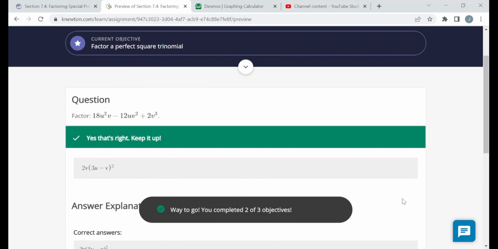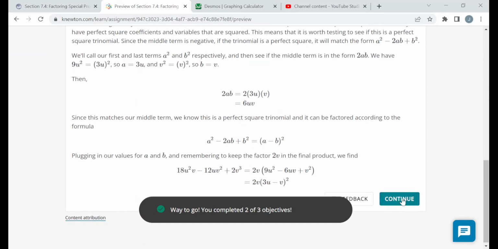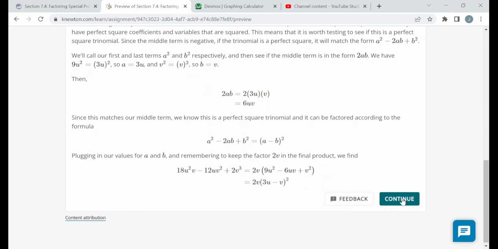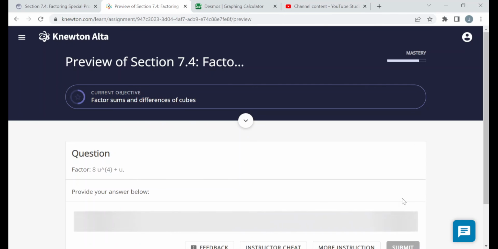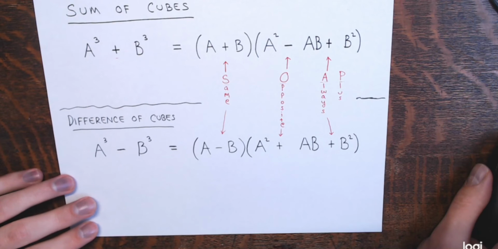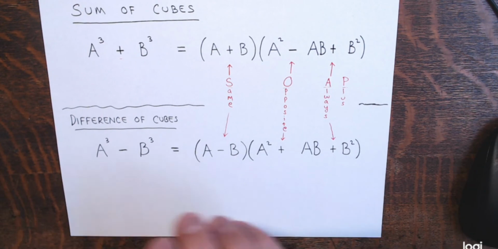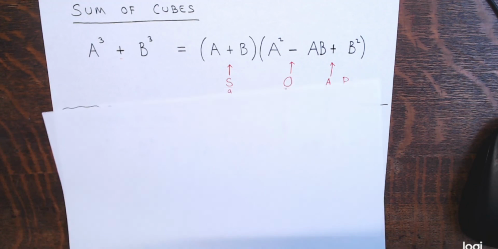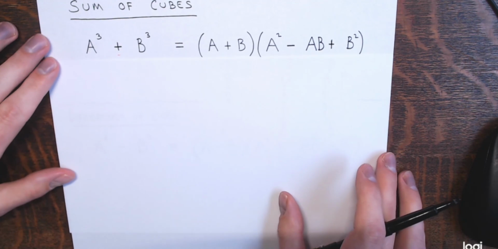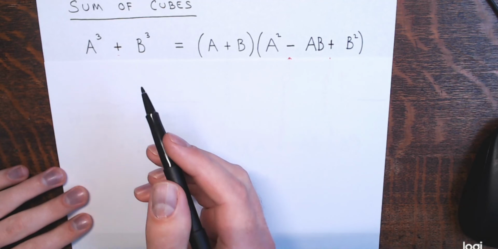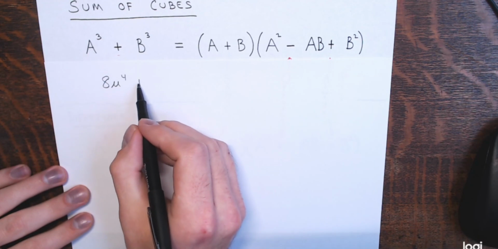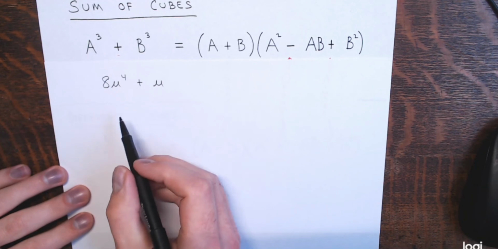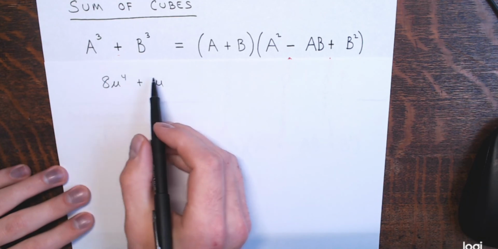Great. The last stuff we should have is either going to involve sums or differences of cubes, so I'll bring that page back. This has a plus sign between the terms, so it's going to be a sum of cubes eventually. We have 8u to the fourth plus u to the first. Now these are clearly not cubes. The powers are not multiples of 3.